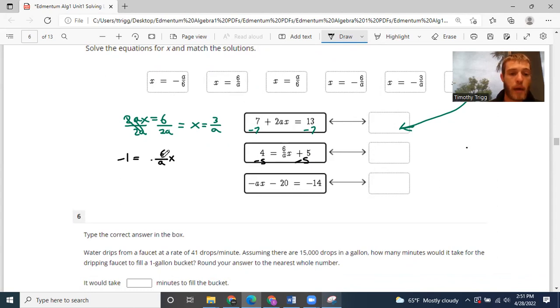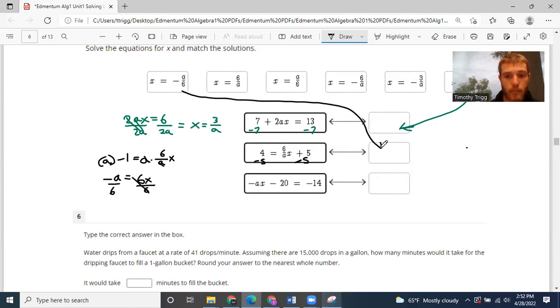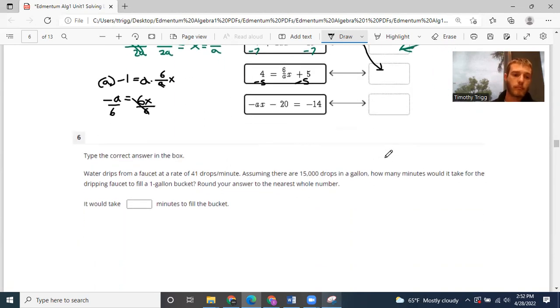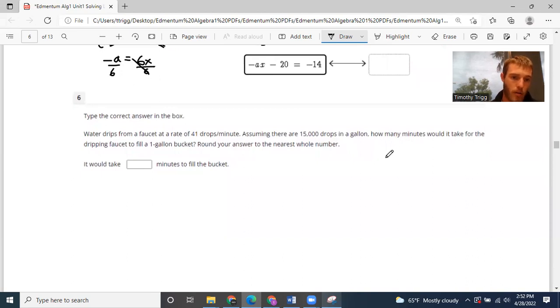Then what we could do is multiply both sides by a. Multiply by a, giving us negative a over here on the left. These a's cancel on the right, equals 6x. Divide by 6 on both sides to get x by itself. So negative a over 6. Okay, see if you can do the last one on your own. That one's the easiest one, I think. All right.